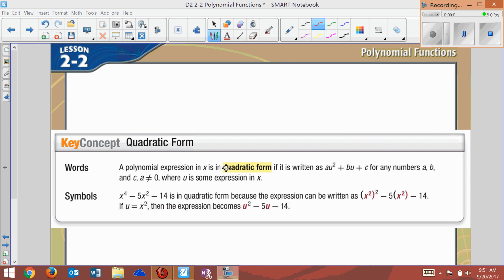As mentioned in the first video, something is in quadratic form if it's written as au squared plus bu plus c for any numbers a, b, and c. Now, we could also say this is in quadratic form because it's a trinomial. So that's really more what it's talking about. And you see that is a trinomial, okay? That's the way to think about that.